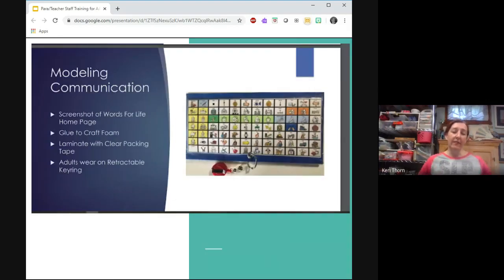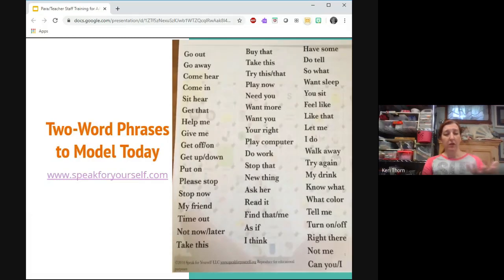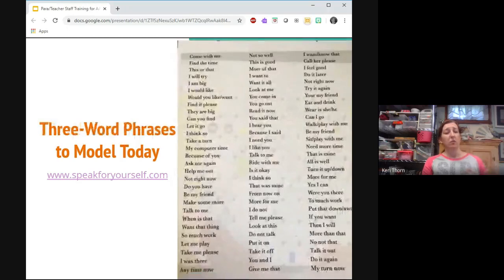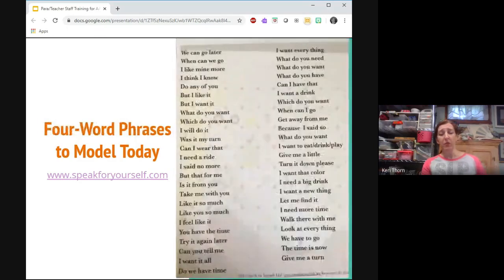Okay, here's another example of having that printout copy. Make a small version of it, stick it on your lanyard, stick it on a keychain. That way, no matter where you are in the building, you have an opportunity to model for them. So again, take a look at simple words we can combine together that have a lot of power to them. Like saying, go away. That's really powerful. That gives them a lot of control in their environment. And then we start building it from 2 words to 3. When you've got 3, build it to 4.